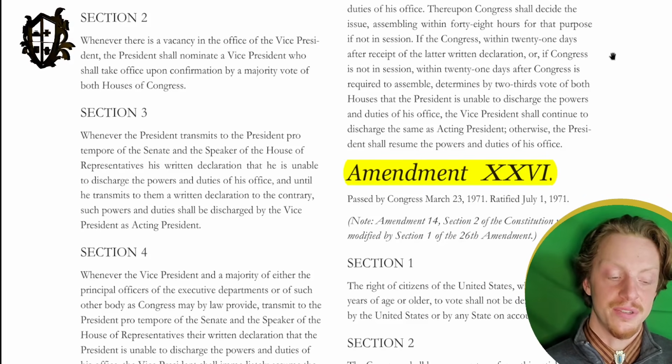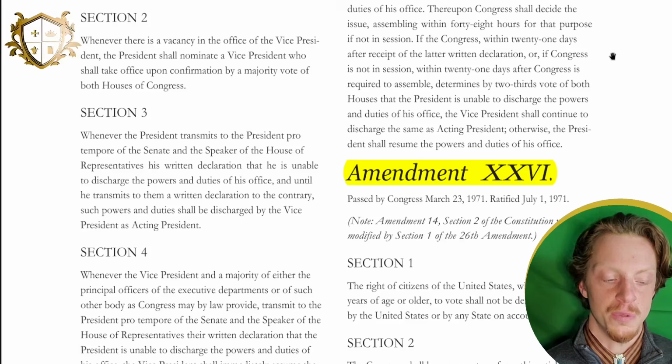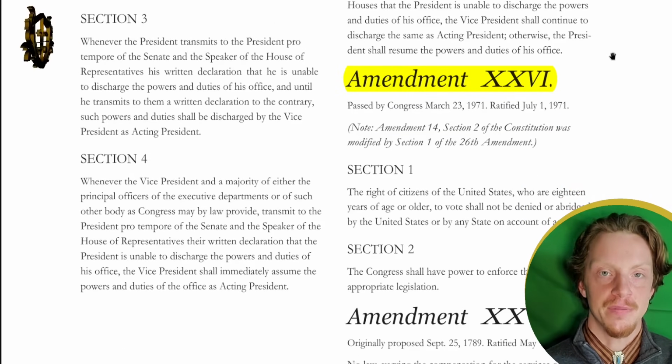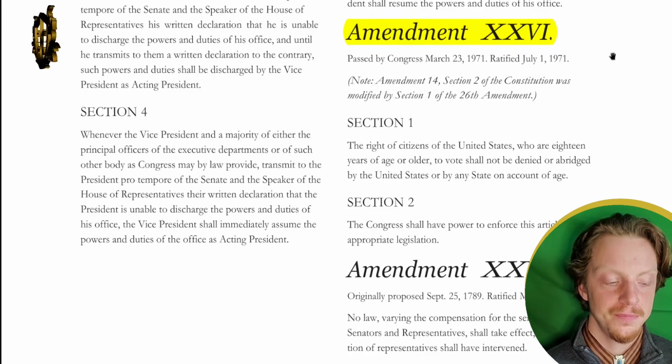So the President can actually surrender the powers, the Vice President assumes the powers, and until the President says, "Oh wait, never mind, I'm doing okay," the Vice President gets to keep those powers.